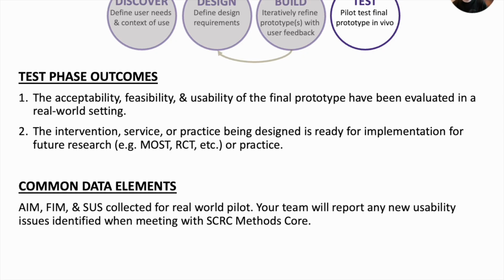In test phase, your outcomes are going to be that the acceptability, feasibility, and usability of the final prototype have been evaluated in a real-world setting, and that the intervention, service, or practice being designed is ready for implementation either into future research, so continuing on through the MOST framework, doing a randomized control trial, something like that, or it's ready for implementation into an existing practice. Common data elements, again, we want to see AIM, FIM, and SUS collected for this real-world pilot, and your team will again report any of those usability issues you identified in the test phase. So that was a summary of the different phases and the outcomes at each phase.